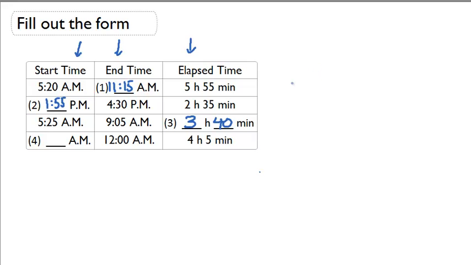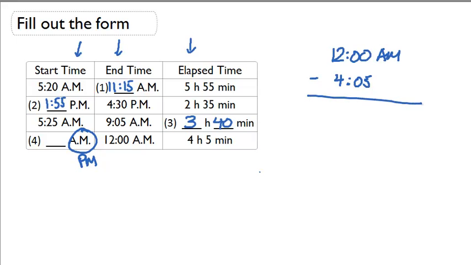I think there might be something wrong with this problem. I think this might be PM. I think 4 hours and 5 minutes should be in the middle of the night. But let's try this. Let's go from 12 AM and let's subtract 4 hours and 5 minutes from it.